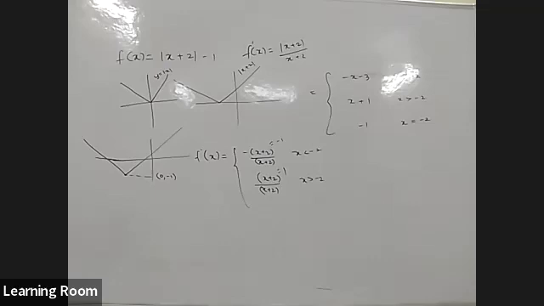First, when x is less than minus 2, we get minus x minus 3 minus 1. Differentiate: derivative of minus x minus 3 is minus 1. Derivative of x plus 1 is plus 1. Derivative of minus 1 is 0.